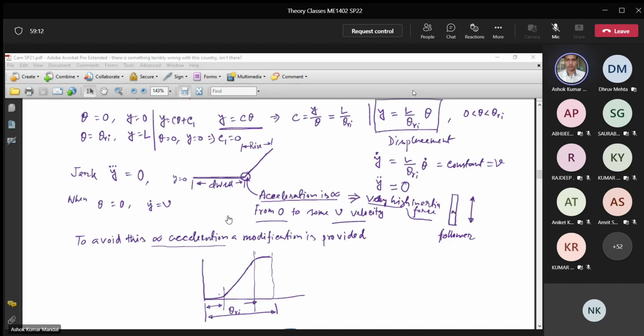The only thing is that you have to overcome the spring force when the follower is moving up and down. There is always a spring force acting as a restoring force. That means there is also a frictional force acting between the cam and the follower, which you have to overcome. Let me stop here because you have classes.